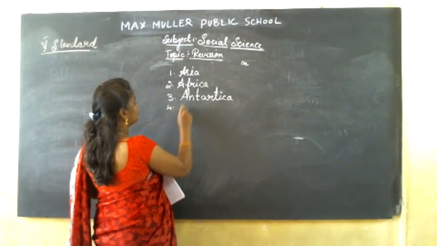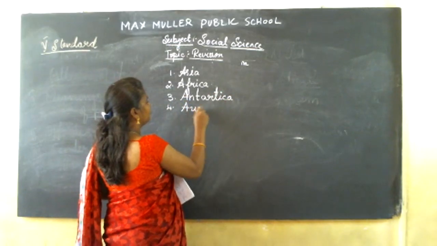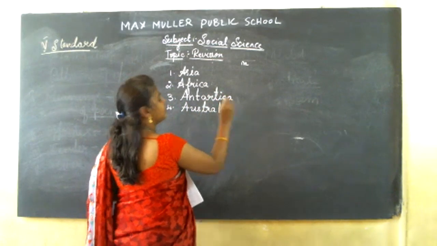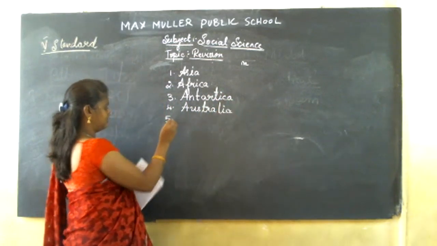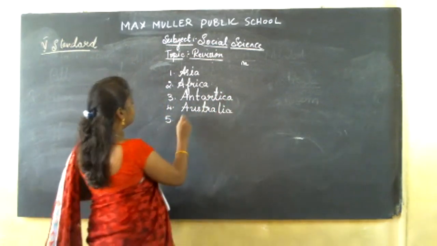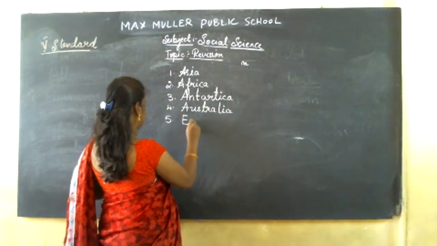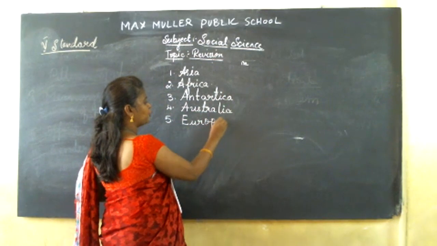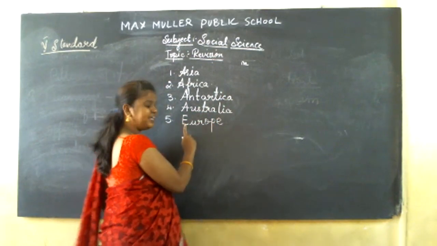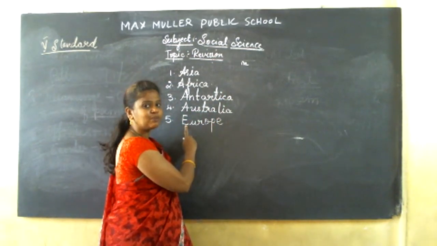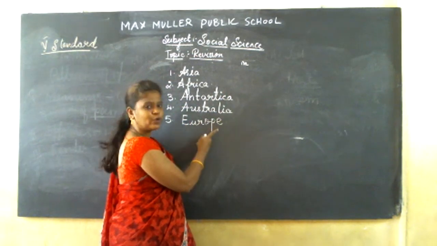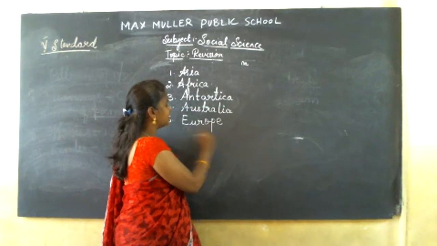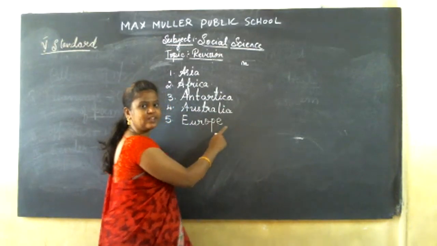The fourth continent is A-U-S-T-R-A-L-I-A, Australia. The fifth continent is E-U-R-O-P-E. Here E is silent, so you are going to pronounce it as Euro. So here E will be silent, but you have to write the spelling E-U-R-O-P-E, Europe.